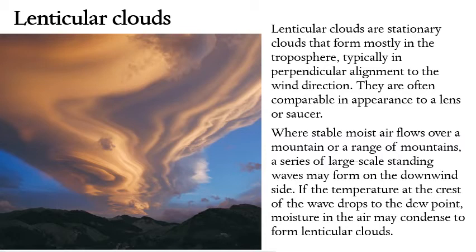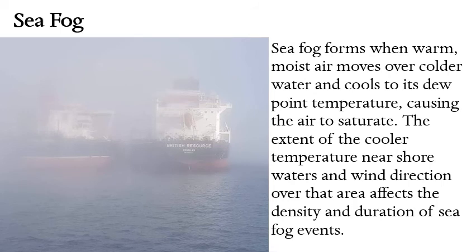Where stable moist air flows over a mountain or a range of mountains, a series of large-scale standing waves may form on the downwind side. If the temperature at the crest of a wave drops to the dew point, moisture in the air may condense and form lenticular clouds. Next is sea fog.